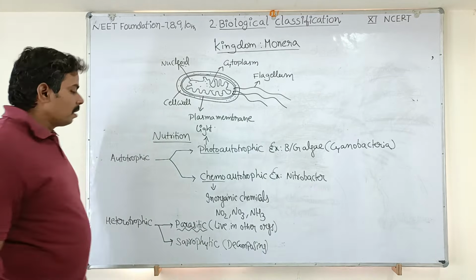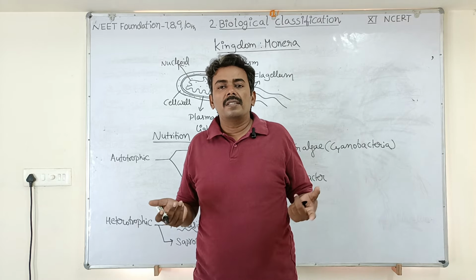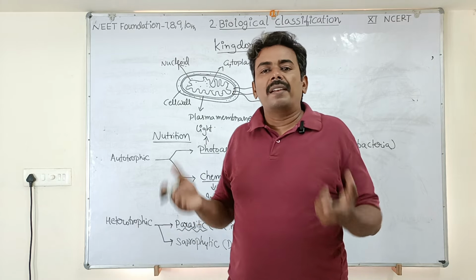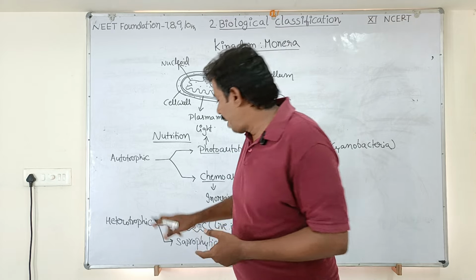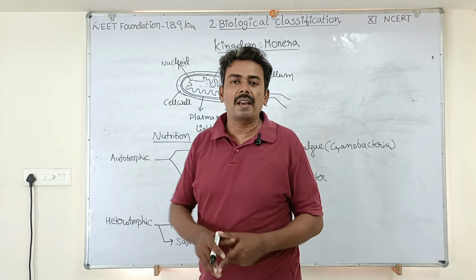We get different types of bacterial infections in human beings, such as tuberculosis, leprosy, typhoid, plague. These are all bacterial diseases. They are caused by parasitic bacteria. They are heterotrophic bacteria. Understood? Copy down, students.